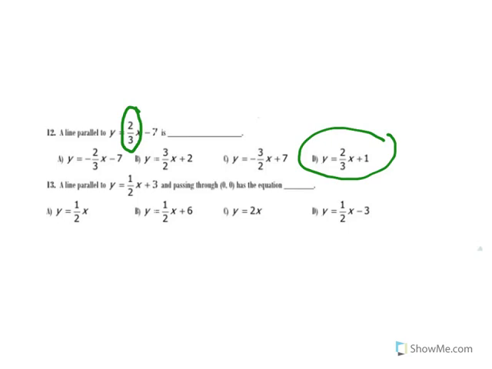Number 13, it says a line parallel to y equals 1/2 x plus 3 and passing through 0, 0 has the equation. The only two equations that pass through 0, 0 are A and C, because the line that passes through 0, 0 has no y-intercept. Okay? It has no number that you're adding or subtracting. So it cannot be B and it cannot be D, because these both have y-intercepts. To find something that's parallel, you have to find the same exact slope. So the answer is going to be A, because they both have slopes of 1/2.